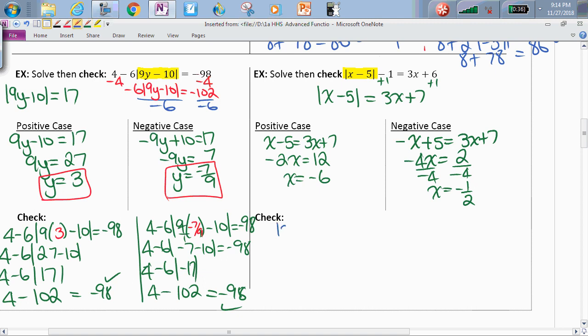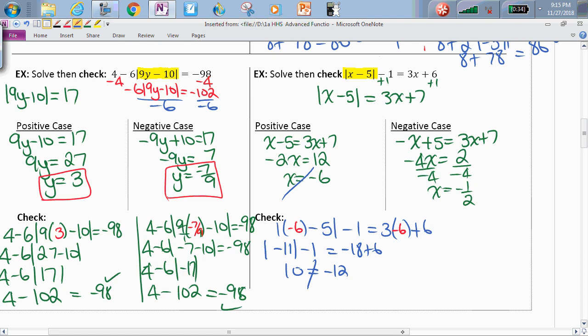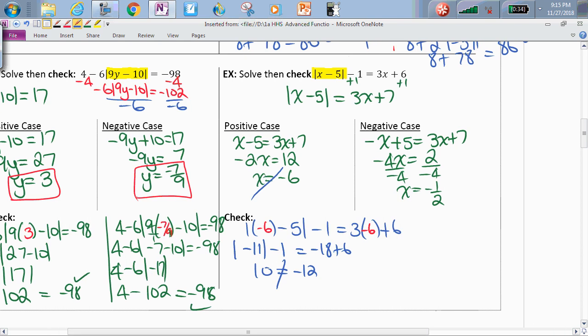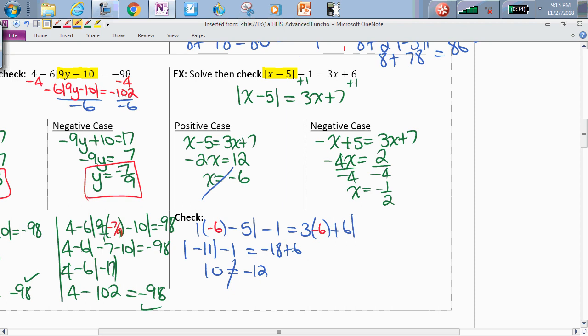So back to the original, absolute value of something minus 5 minus 1, hopefully equals 3 times something plus 6. And we're putting in negative 6. So that gives me negative 6 minus 5 is negative 11 minus 1. That's negative 18 plus 6. This is going to be positive 11 minus 1, which is 10. And negative 18 plus 6 is negative 12, so this one doesn't work. So that's not a solution. These are what's known as extraneous solutions. We'll talk more about why that's happening next class period, like I said.